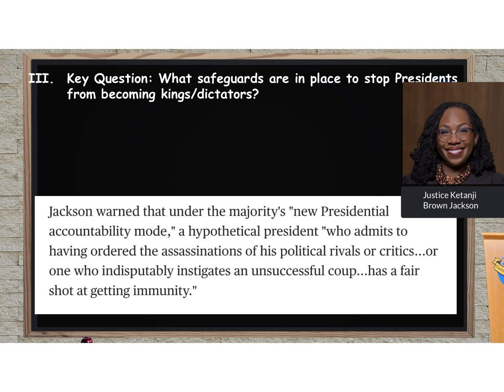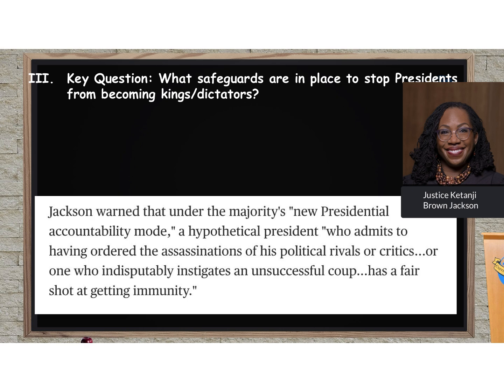One of the other Supreme Court justices who voted against this decision was Ketanji Brown Jackson, and she warned that under the majority's new presidential accountability model, "a hypothetical president who admits to having ordered the assassinations of his political rivals or critics, or one who indisputably instigates an unsuccessful coup, has a fair shot of getting immunity," end quote. What Justice Brown Jackson is saying is that she believes the decision the Supreme Court made can be used by a president to justify the murder of a political rival who's running against them in an election, or by a president who wants to overthrow the government but fails at doing so.